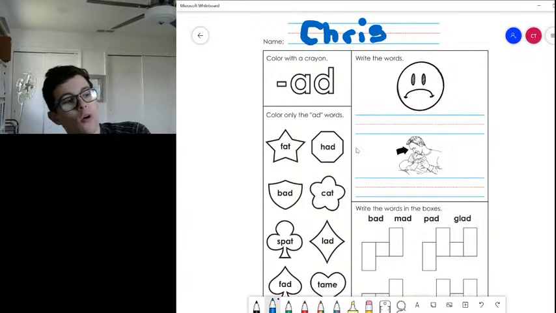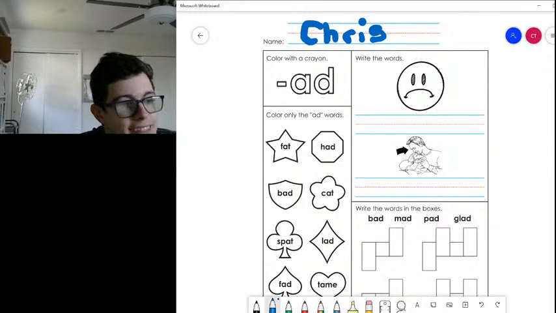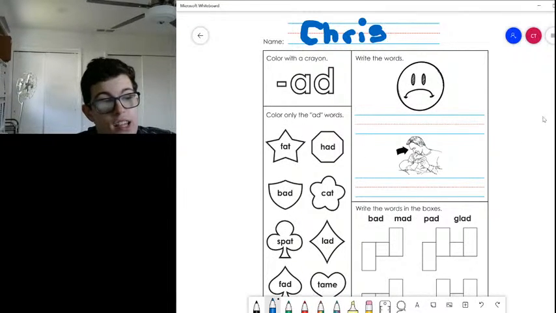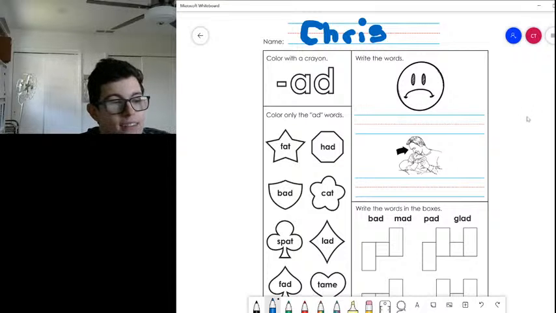We're going to start by looking at our suffix AD, or add, used in words like had, bad, fad, and it generally has that add sound spelled with the letters AD, the first and fourth letters of the alphabet. So we're going to take a couple of minutes.